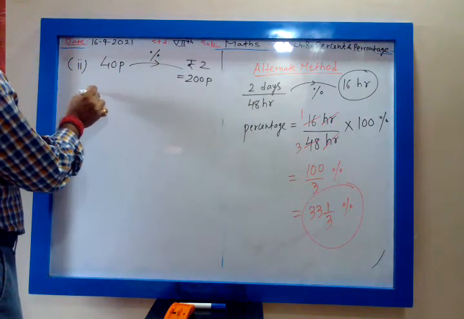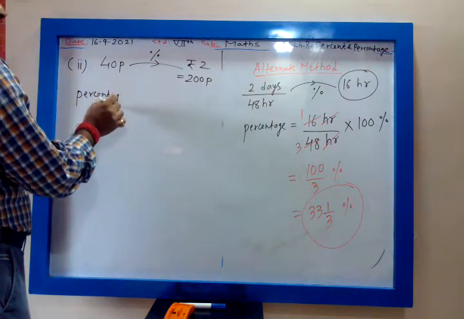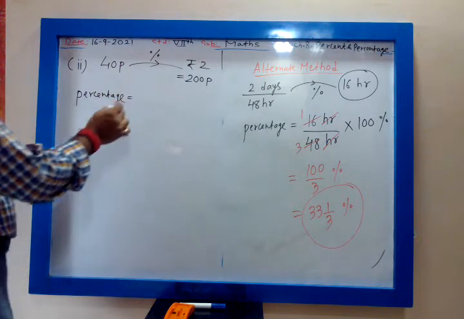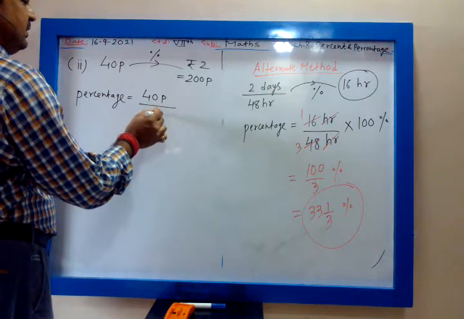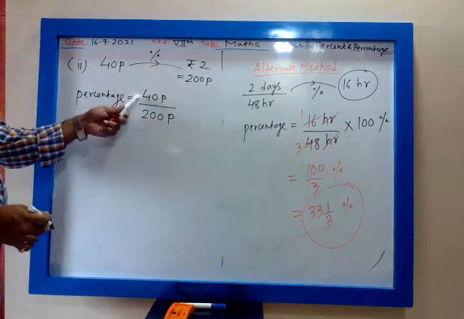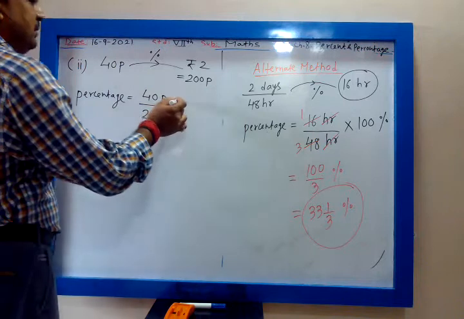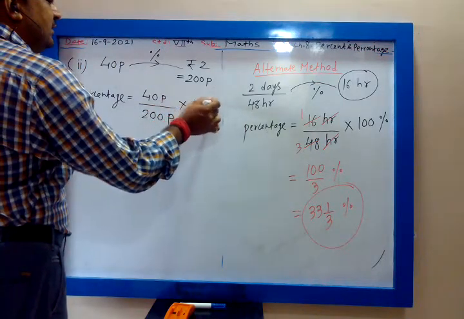So percentage is smaller number in the numerator. What is smaller number? 40 paise. Then 200 paise is the bigger number. Now this is the fraction. 40 upon 200 is the fraction. So multiply by 100%, you will get percentage.